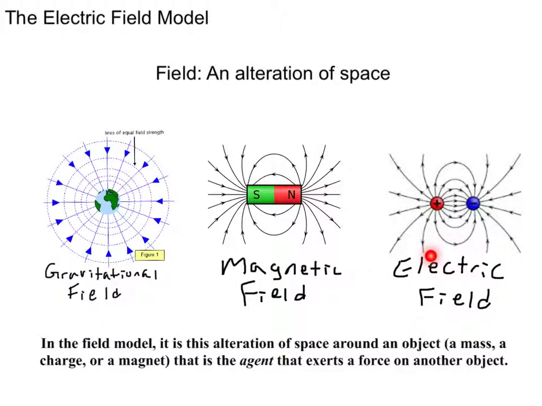The gravitational field is the alteration of space around a mass. The electric field is an alteration of space around a charge, and the magnetic field is the alteration of space around a magnet. In the field model, it is this alteration of space around an object that is the agent of a force on another object.